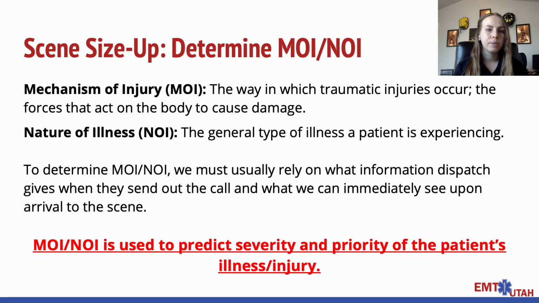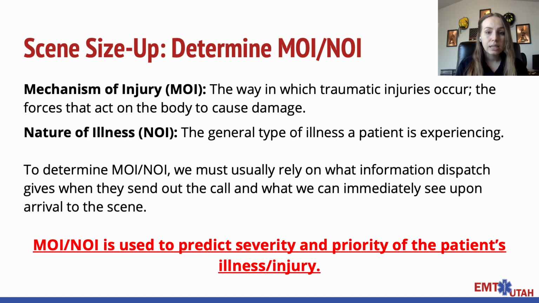Next, we need to determine the mechanism of injury or nature of illness. Mechanism of injury, or MOI, is the way in which a traumatic injury occurs. So this is primarily for a trauma assessment. This is going to help us guess what kind of damage would have been done to the body based on what happened. So this could be a car crash, a fall, this could be some kind of sporting incident, and based on what we know about what happened to the patient, we can come up with some kind of guess of what kind of injuries they may have sustained.